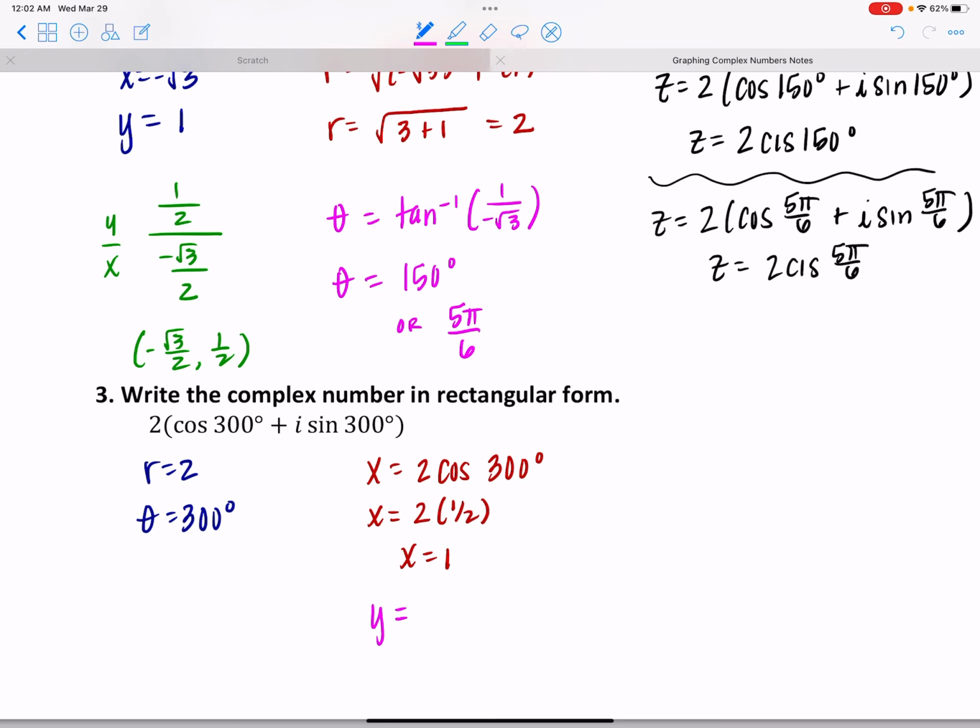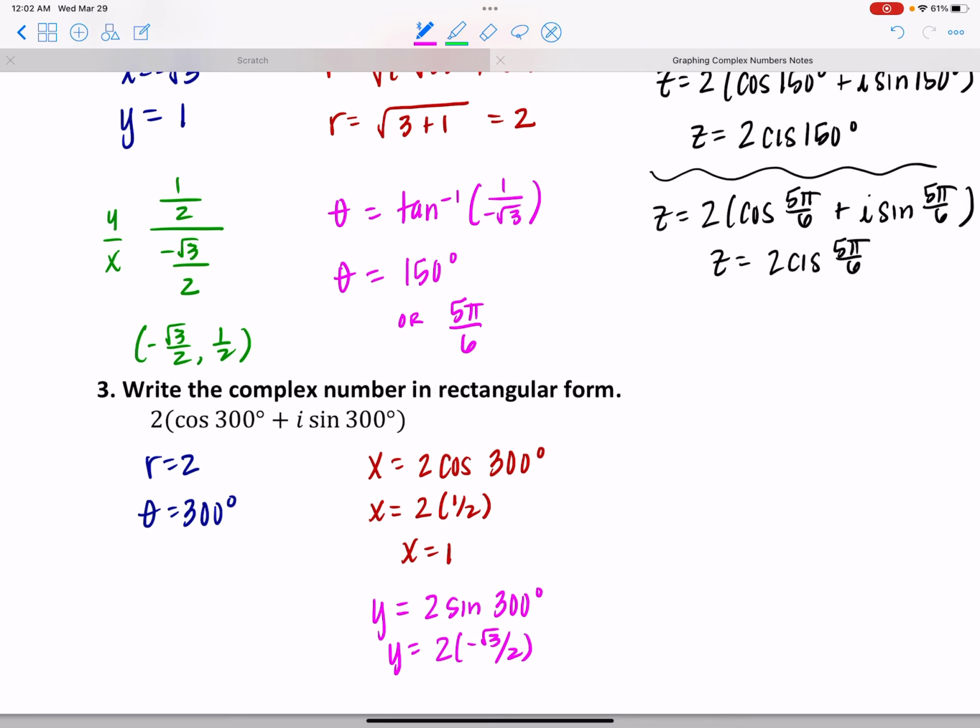And then we know our y value. Our y value is 2 times the sine of theta, so 2 times the sine of 300 degrees. So again, that's a 60 degree reference angle. The sine at 60 degrees is radical 3 over 2, but since this is in quadrant 4, that's going to be negative. So this ends up being 2 times negative radical 3 over 2, which means those 2's are going to cancel and leave us a negative radical 3.